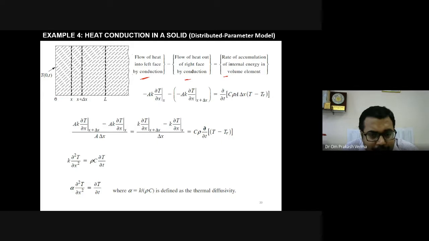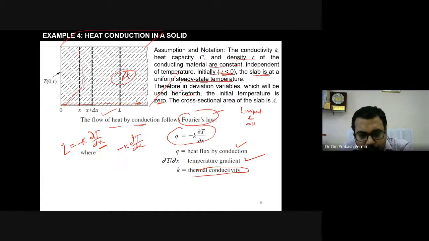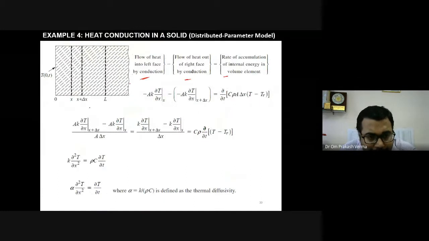So in is the left-hand side, out is the right-hand side, and the accumulation is whatever internal energy is increasing inside this volume, the accumulation inside this slab. The flow of heat is given by the Fourier law. At this point x, the Fourier law gives the heat flow rate Q, or heat flux, with the equation minus A k.